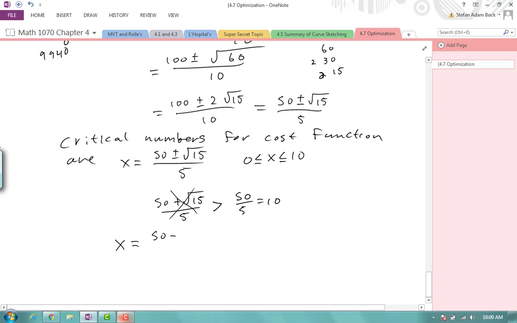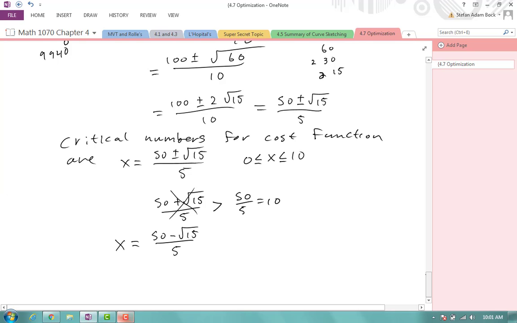That will be 50 minus the square root of 15 all over 5. Now, that's certainly going to be less than 10, and I'm pretty sure that the square root of 15 is not bigger than 50, so this is also positive. Now, I want to test this critical number to see if it's a maximum or a minimum. We're looking for a minimum.